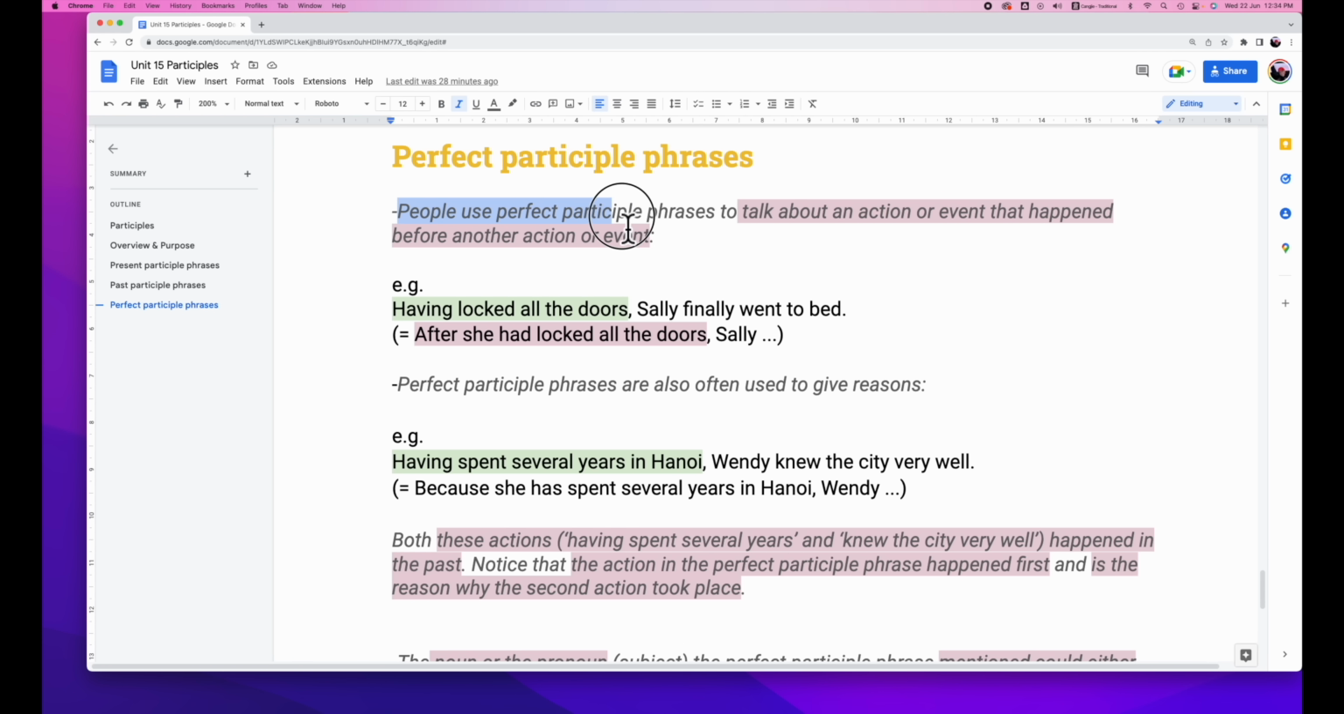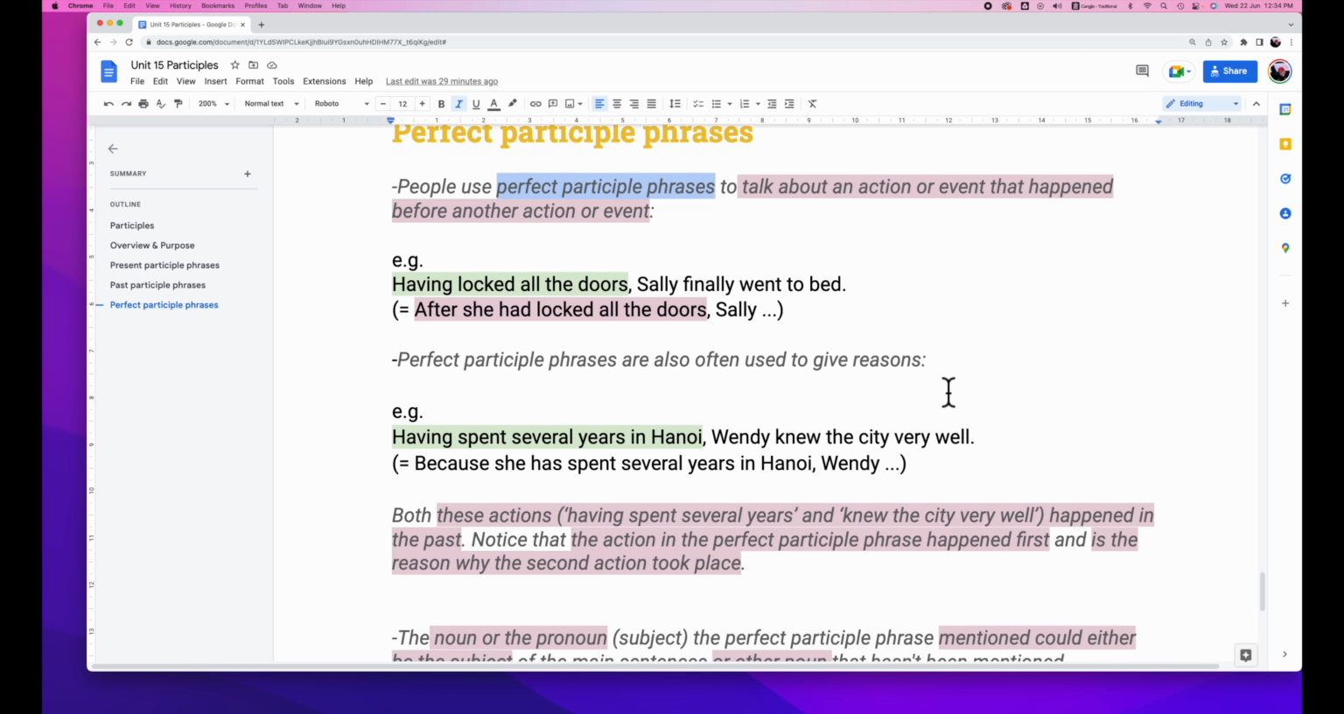People use perfect participle phrases to talk about an action or event that happened before another action or event. For example, if we have two actions, A and B, and action A happened before action B, then action A could use a perfect participle phrase to represent it. Example: having locked all doors, Sally finally went to bed. Which action happened first? Locking the door first, or going to bed first? Obviously, having locked all doors happened first, and then Sally finally went to bed. That is the second action.